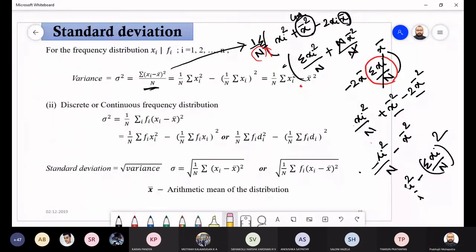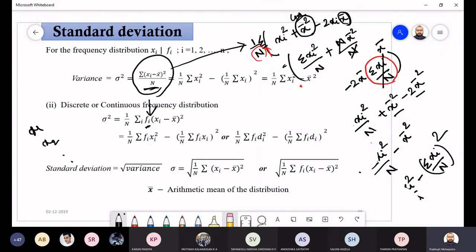Now, if it is discrete or continuous data and the frequency is given, meaning x1 is repeating f1 times, x2 is repeating f2 times, xn is repeating fn times, then what you need to do is just multiply by fi. Correct or not? The same thing you were doing for the discrete data, but there was no frequency. Here frequency comes into the picture, so we just multiply by fi.